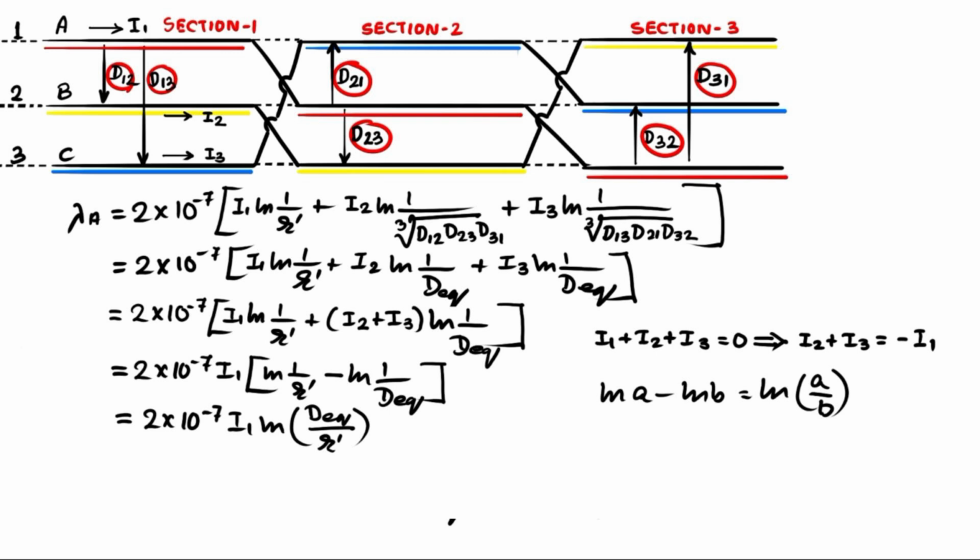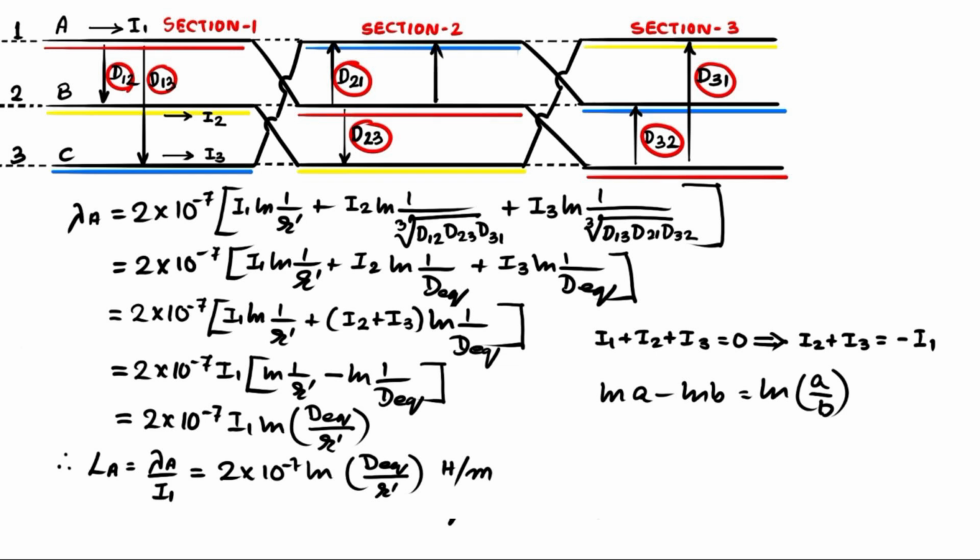Now, inductance is defined as flux linkage divided by current. Therefore, the inductance per phase is L suffix A equals 2 into 10 to the power minus 7 multiplied by logarithm of D equivalent divided by R dash Henry per meter. This is the general expression for the inductance of a transposed three-phase transmission line.